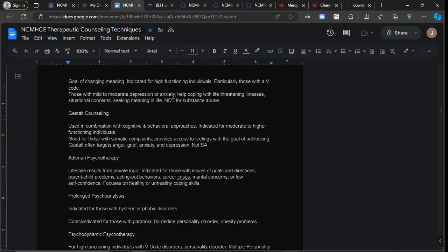Gestalt counseling is used in combination with cognitive and behavioral approaches. It is indicated for moderate to higher functioning individuals, and is good for those with somatic complaints. It provides access to feelings with the goal of unblocking. Gestalt often targets anger, grief, anxiety, and depression.